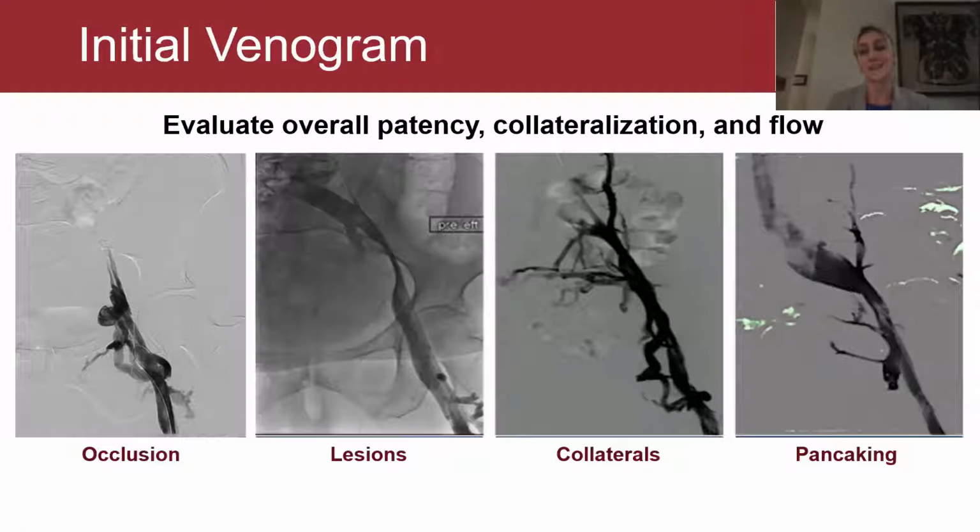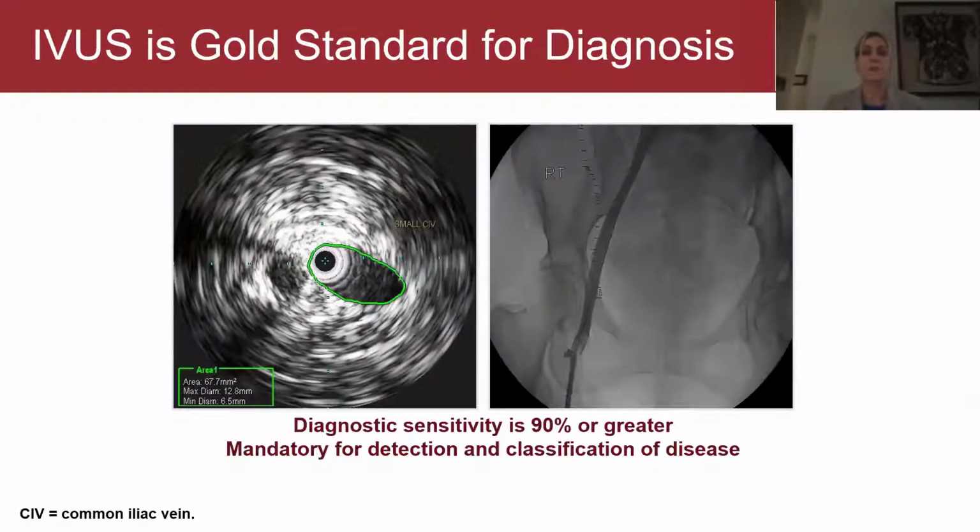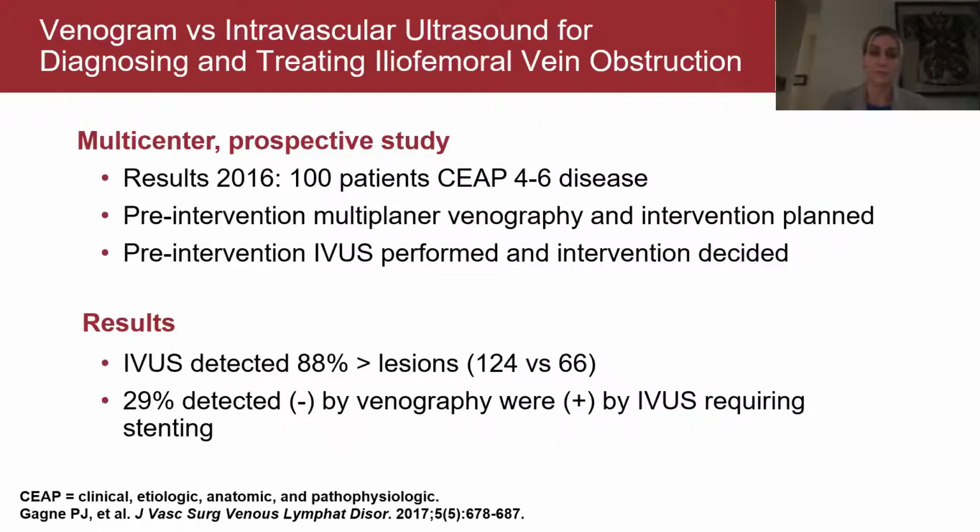Again, what it cannot tell you is that the vein next to it is normal. So even when you're looking at a discrete lesion, how do you know that this portion of the vein is normal? When you get a different gantry angle, this segment may look very similar to here. So you really need another way to fully assess the vessels. IVUS has become the gold standard for diagnosis. The diagnostic sensitivity is 90% or greater, and in my mind is considered mandatory for detection and classification of disease. And as we'll get into, it's probably equally or even more important to guide the remainder of your procedure beyond diagnosis.